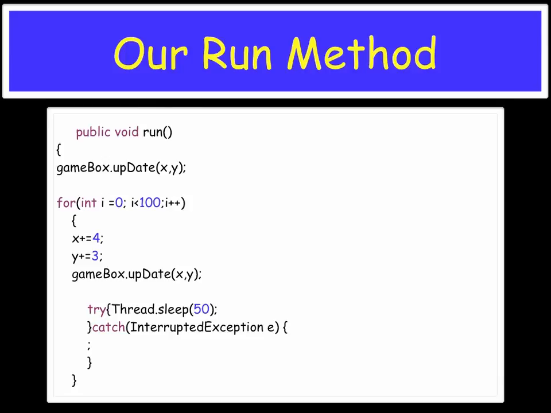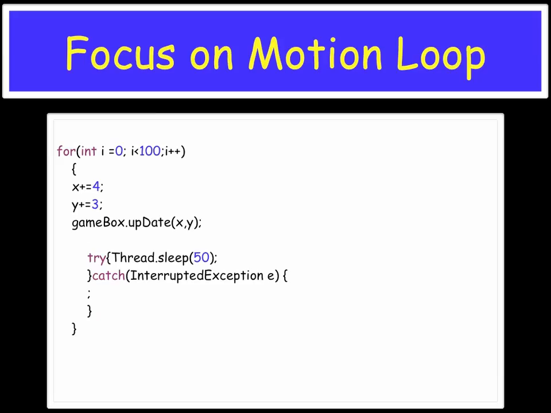You've already accomplished this, so let's take a look more closely at where the motion occurs, which is inside the for loop. You'll recall that our for loop will make this program loop 100 times, each time adding 4 to x and 3 to y before updating those values for the game box to redraw. Here's what we'll do to make sure that we can run this applet perpetually.